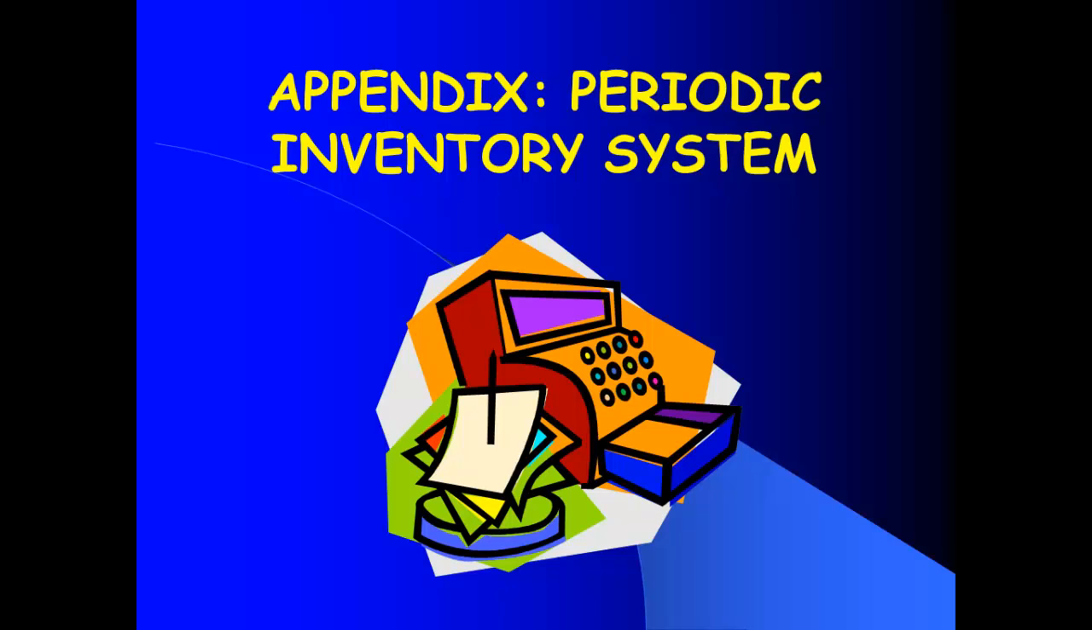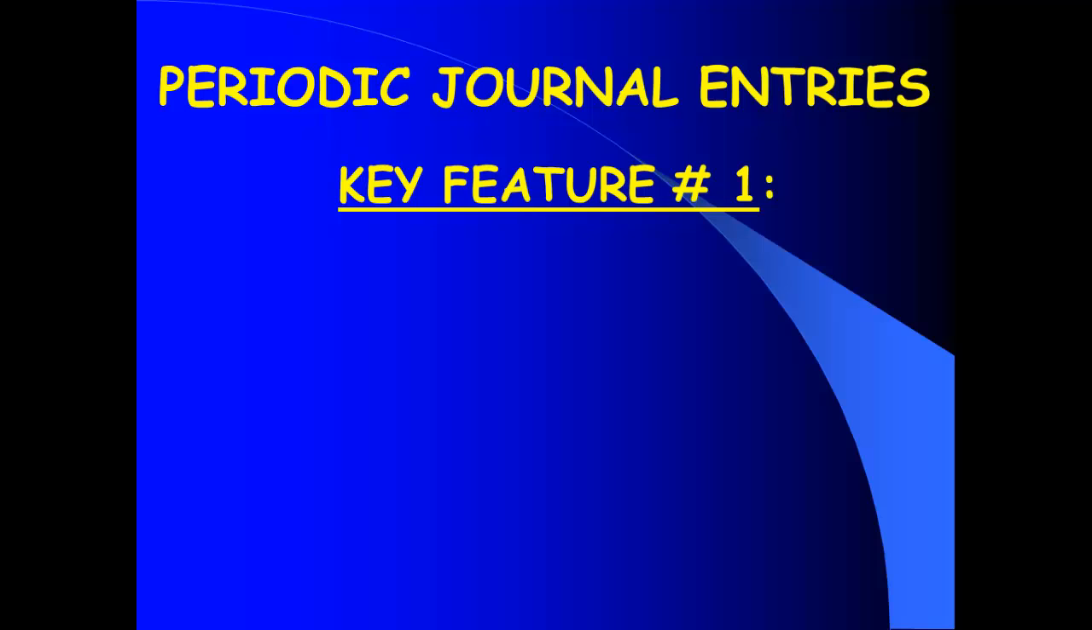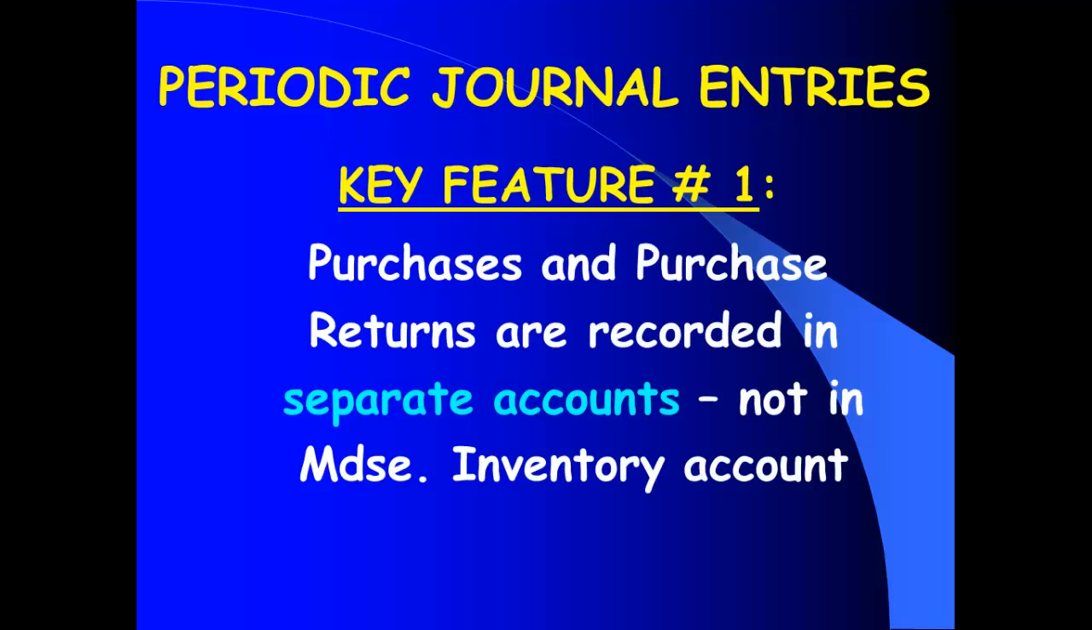We have been doing the perpetual inventory system so far. Now we're going to spend a little bit of time talking about the periodic inventory system. Some key differences, periodic and perpetual. The number one difference, what does perpetual mean? Constantly, all the time, perpetually ongoing.